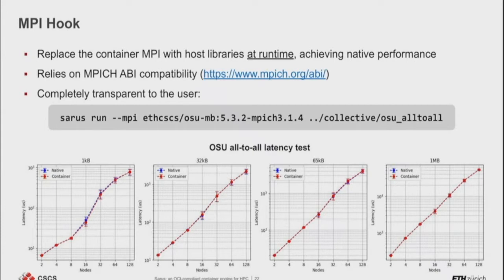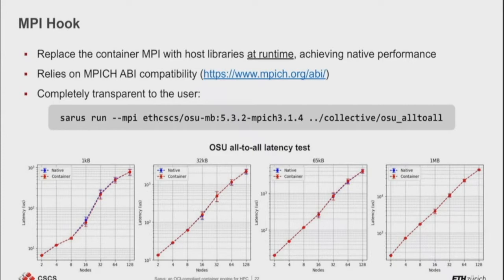For example, this is the OSU micro benchmarks. It is a standard set of benchmarks for evaluating MPI implementations, and these are the results on Piz Daint of the all-to-all latency test. We go from 2 up to 128 nodes. This is the latency in microseconds for 3 different message sizes. In blue, we have a native version of the benchmark, and in red is the container. So we have pretty good consistency over that.